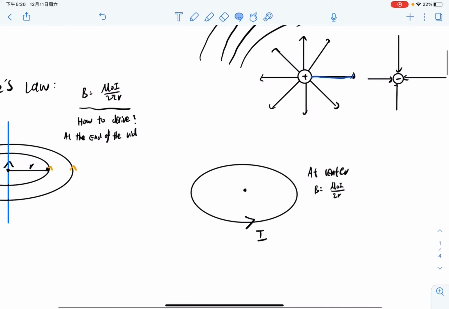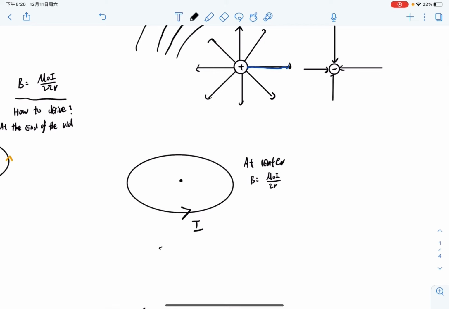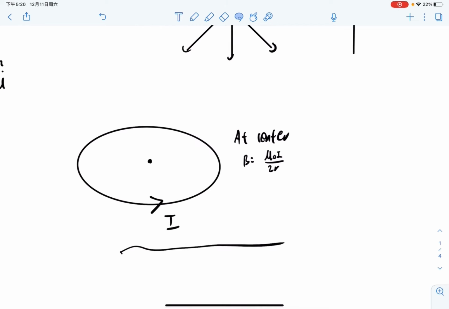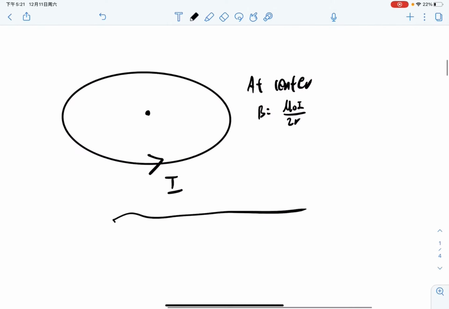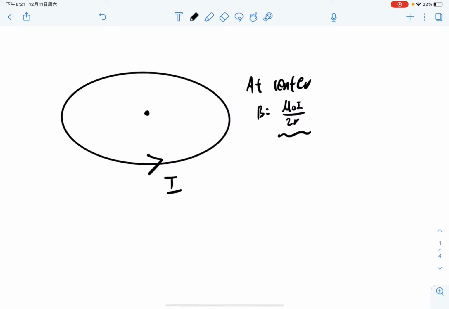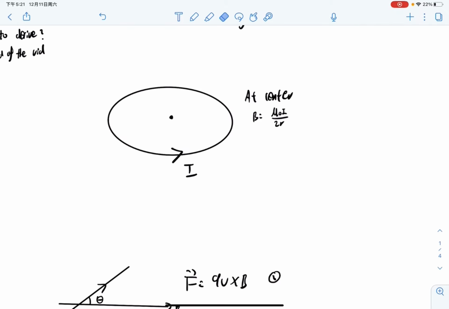Moving on, for this case, we want to find the magnetic field at the center of the loop. Here's the formula given, which is mu I divided by 2r, and we might prove it at the end of the video. But in this case, you just need to remember this formula.